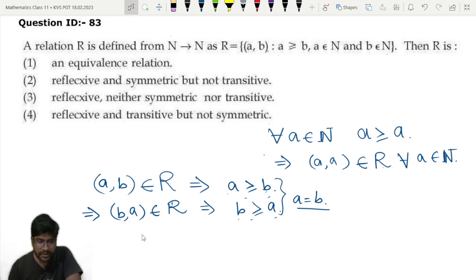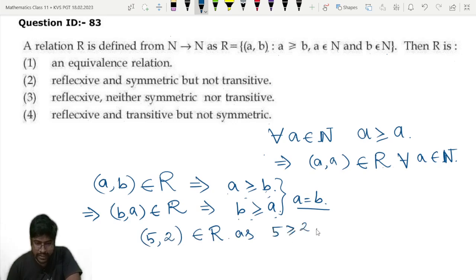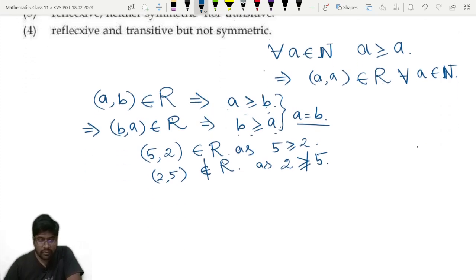Now for example, if you take a particular example, suppose (5, 2), I am taking this ordered pair. This ordered pair belongs to R, because 5 is greater than or equal to 2. But what about (2, 5)? (2, 5) does not belong to R, as 2 is not greater than or equal to 5. Therefore this is not symmetric. Now what about transitivity?